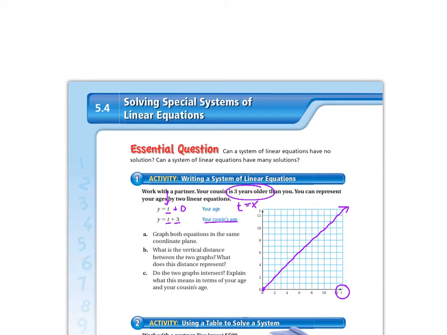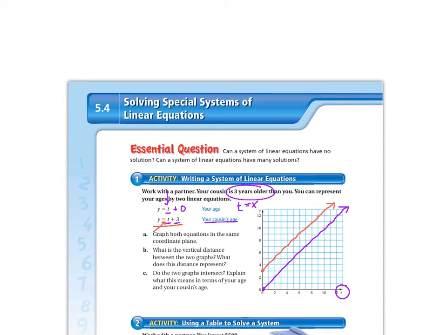And I'll do this red line to represent our cousin's age. They have a y-intercept of 3, but they have that same slope of 1. So I'm also going to rise 1 and run 1 for them. So if I do that, remember my answer, we know from the graphing systems of equations 5.1 homework, and we know that the answer to this is where they intersect. My problem is that they don't intersect, right? You may recognize these as being parallel lines.